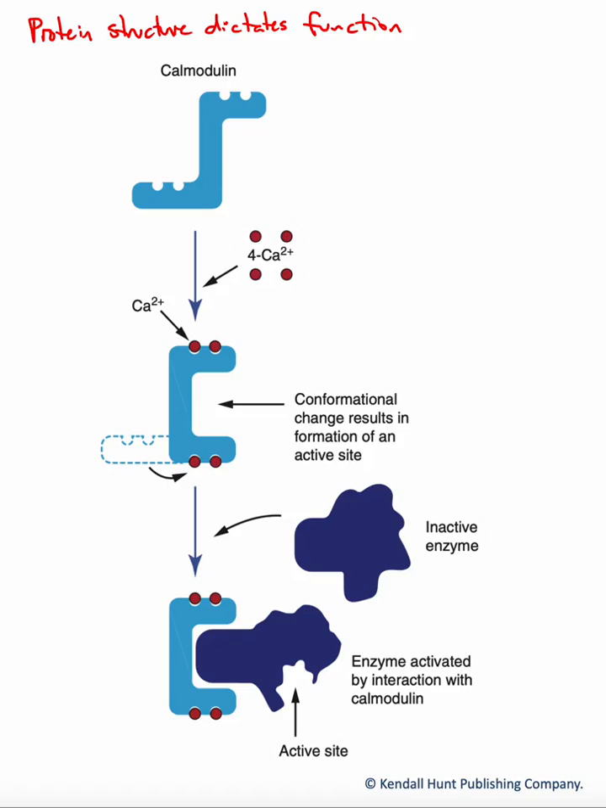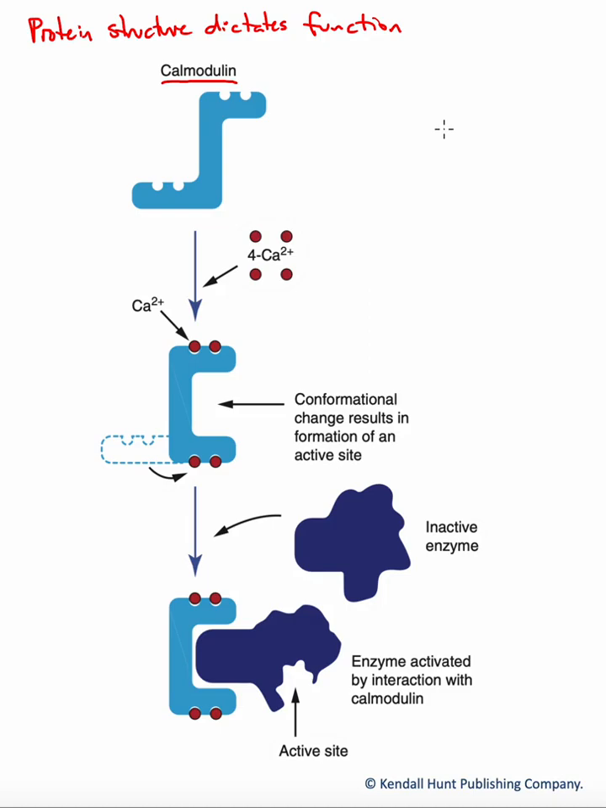In this figure, we're going to look at how protein structure dictates its function. Proteins have a very complex three-dimensional shape, which in many cases determines their function within the cell or sometimes when secreted outside of the cell. In this example, we're going to use a protein called calmodulin.